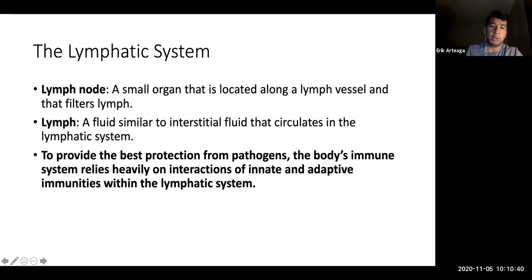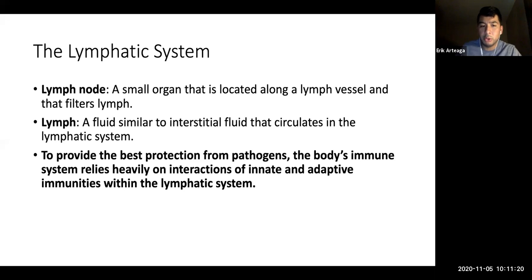So the lymphatic system. You have a lymph node. This is a small organ that is located along the lymph vessel and that filters lymph. Lymph is a fluid similar to interstitial fluid that circulates in the lymphatic system. To provide the best protection from pathogens, the body's immune system relies heavily on interactions of innate and adaptive immunities within the lymphatic system. So again, this is going to be very important for filtering, for identifying pathogens, and for ensuring that your body is safe.